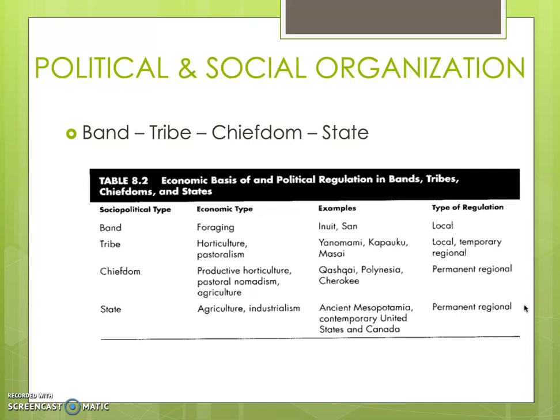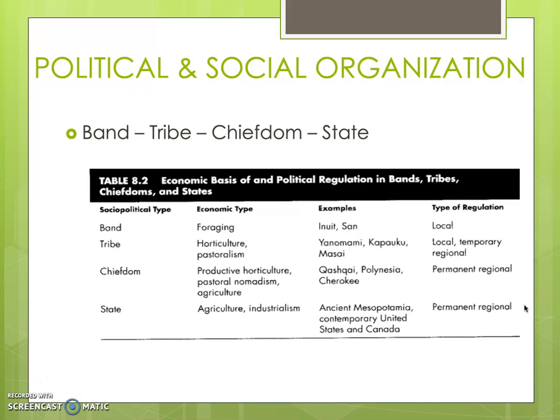So look at this with me and think about some of the examples we've had. So first of all, under socio-political type, we start with the band. Now, you've seen bands before if you read the Junhuanzi article about foragers. Foragers tend to live in bands, small, flexible groups of people. So we see band, and then to the right of that, foraging. That's the economic type associated with this organization.